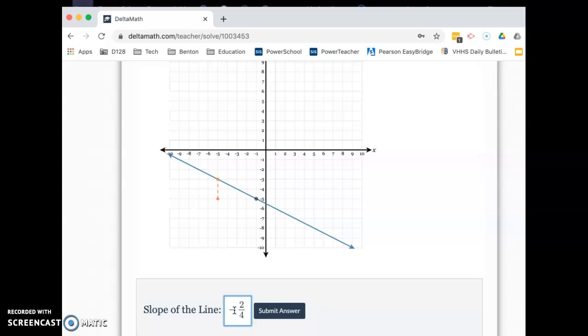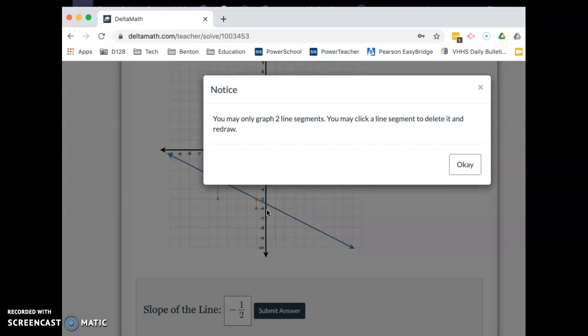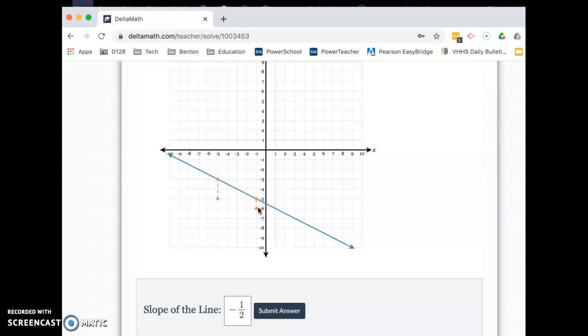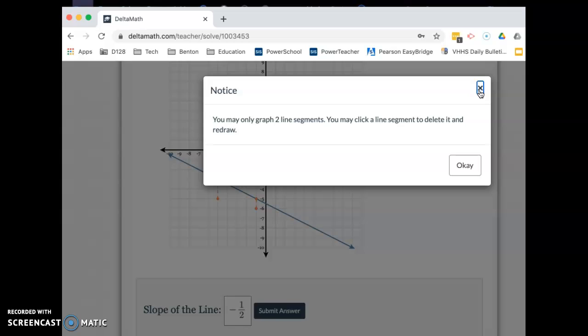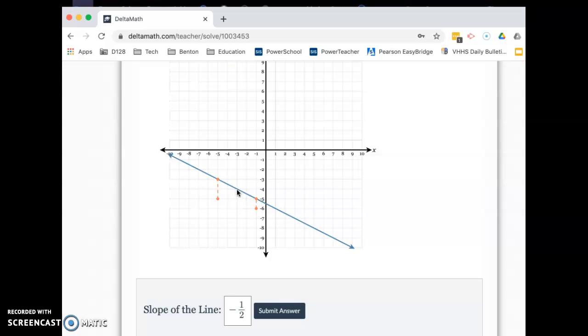And now you're looking at it and you're saying, wait a minute, you need to simplify that. So 2 divided by 4 is the same as 1 divided by 2. So if you think about it, I should have been able to go down 1 and over 2. Let's see if I can do that. Go down 1, start here.